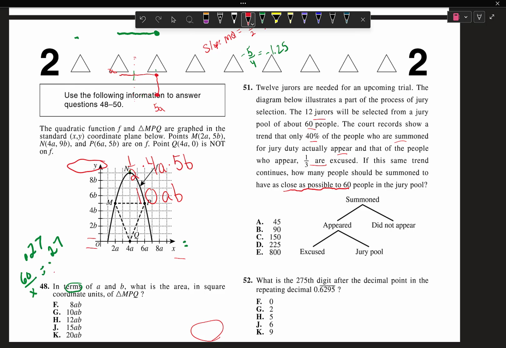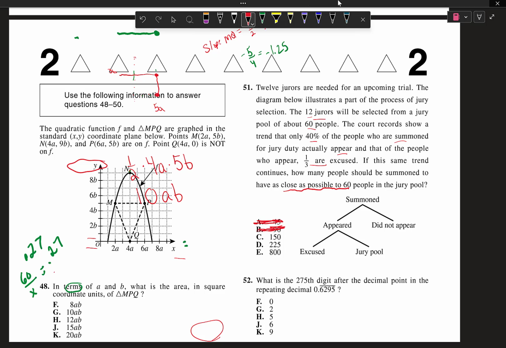So that close as possible phrase tells me we may not get an exact answer, but there should be an answer that's somewhere in the vicinity of what we're looking for here. And right off the bat, we can rule out a couple answers. How many people should be summoned to have as close as 60 people in the jury pool? Well, there has to be more than 40. There has to be more than 60. And I can probably think 90, that's not going to be big enough either if we start with 60 and we end up with 12.